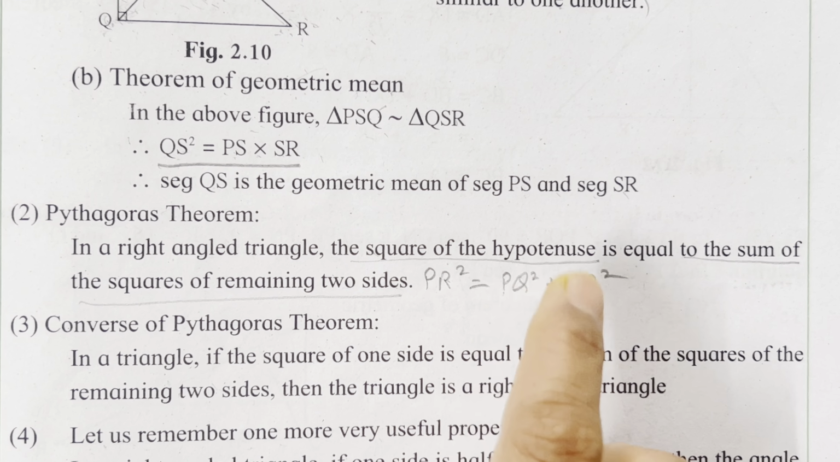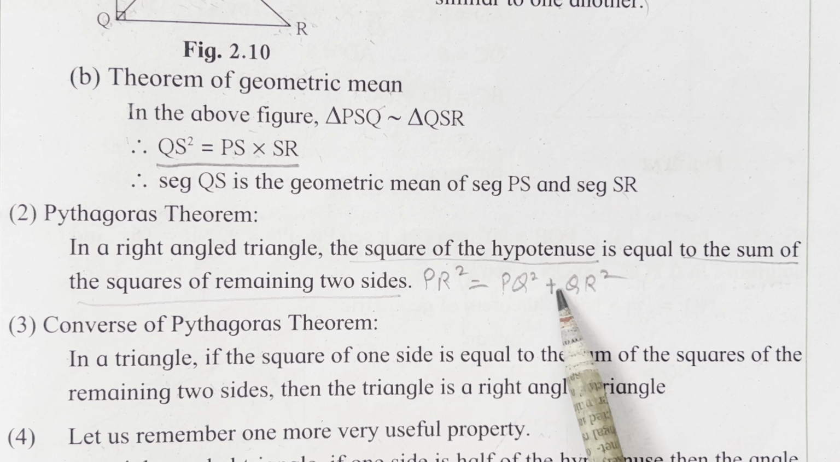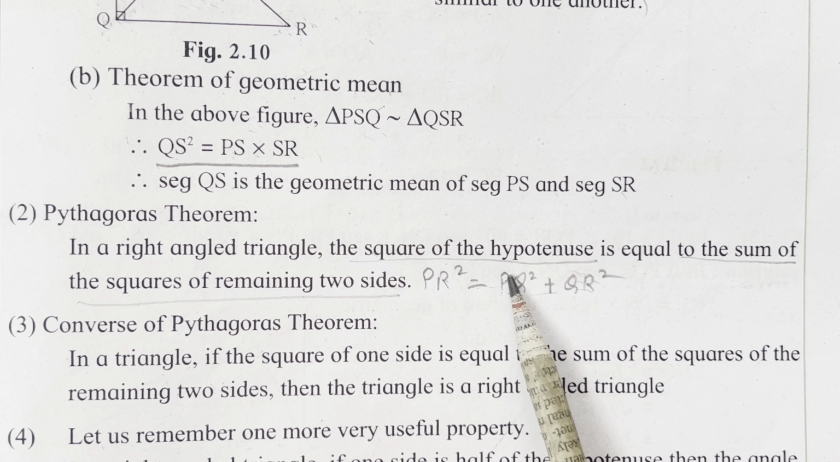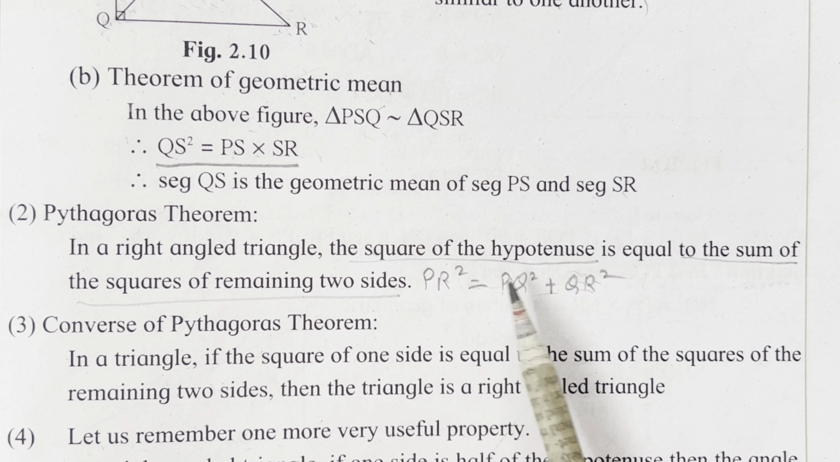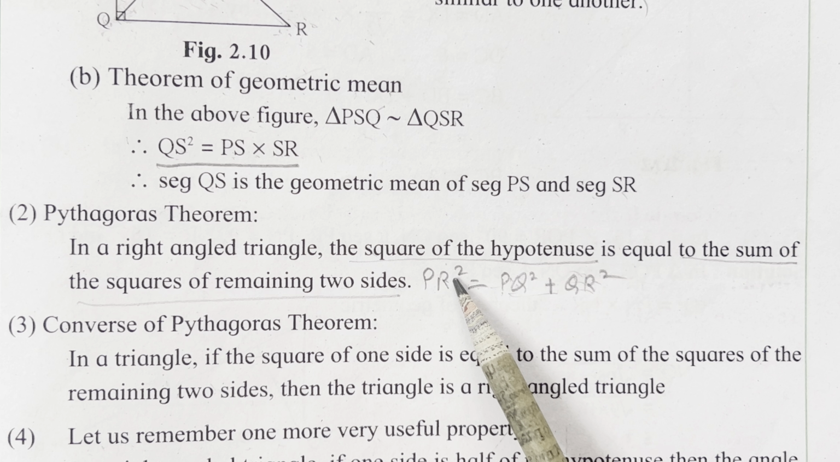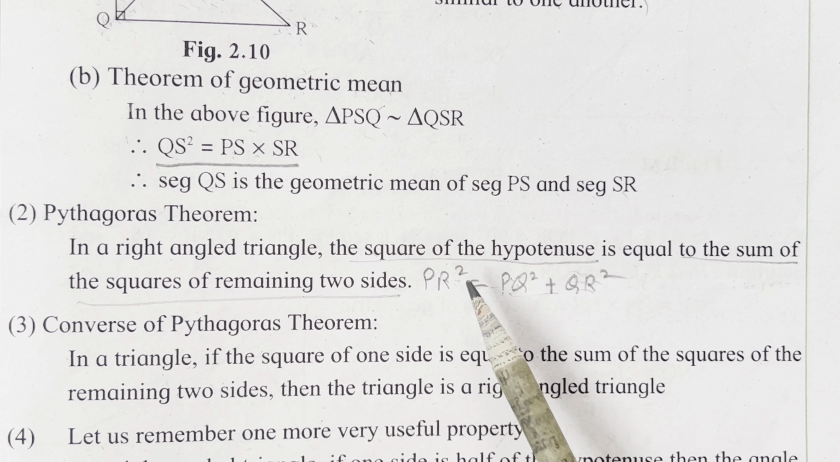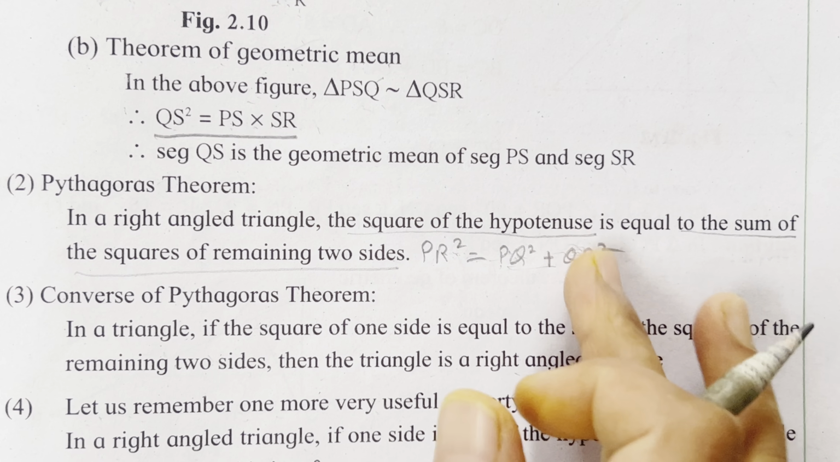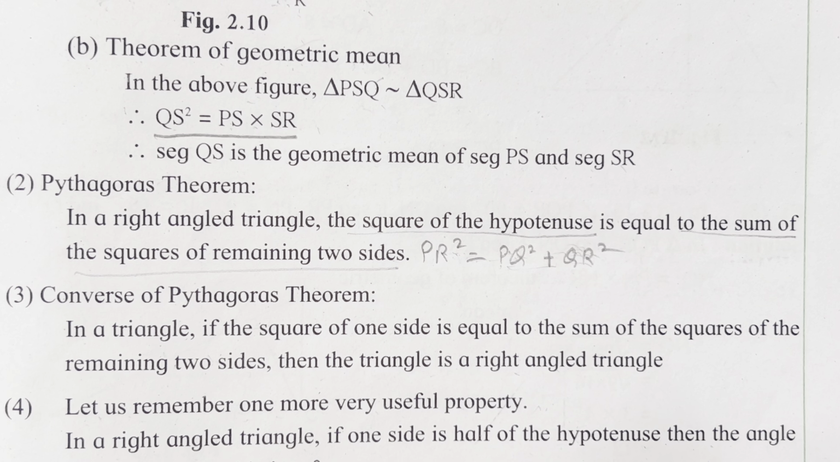Now we have to do the opposite of this. In a triangle, if the square of one side is equal to the sum of the squares of the remaining two sides, then the triangle is a right angle triangle. Easy. When the square of one side of the triangle is equal to the sum of the squares of the remaining two sides, then the triangle is said to be a right angle triangle. Same, but you have to write it in the reverse form.